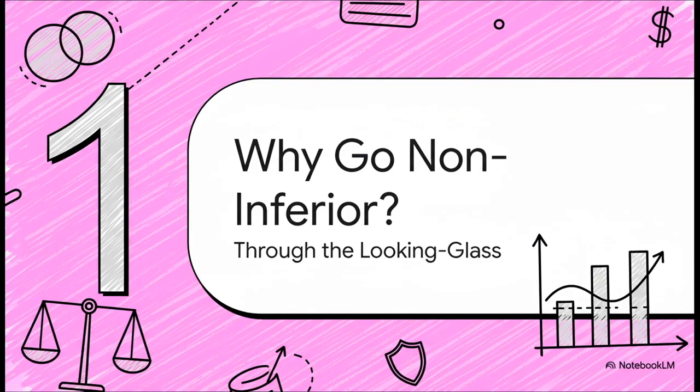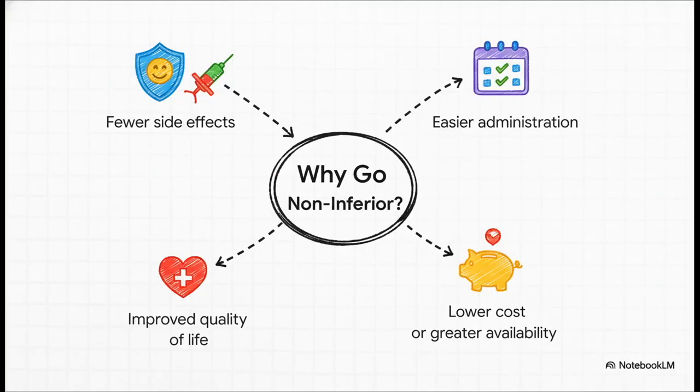Why on earth would you deliberately choose a path where you're not even trying to prove your treatment is better? It sounds a little strange, but the answer is all about the trade-offs. See, you go down this road when your new treatment brings something else really valuable to the table that isn't just about raw power. Maybe it has way fewer side effects, which is huge for patients. Or maybe it's a simple pill instead of a painful injection. In cases like these, giving up a tiny, clinically meaningless amount of effectiveness is a trade that's absolutely worth making for the patient's overall well-being.